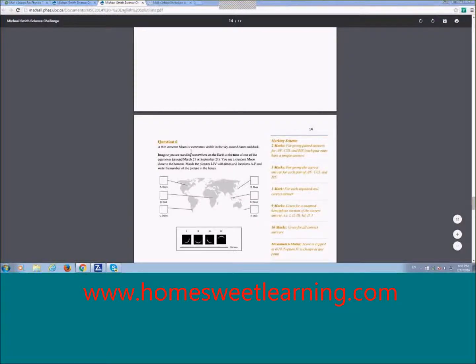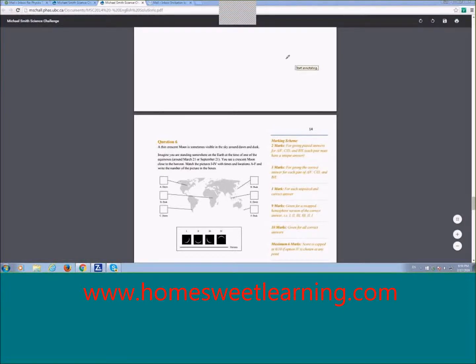So question number 6. A thin crescent moon is sometimes visible in the sky around dawn and dusk. Imagine you're standing somewhere on the Earth at the time of one of the equinoxes, around March 21st or September 21st. You see a crescent moon close to the horizon. Match the pictures with times and locations and write the number of the pictures in the boxes.